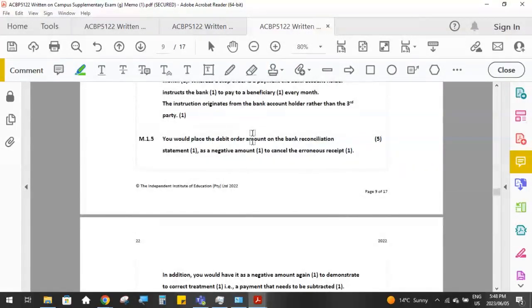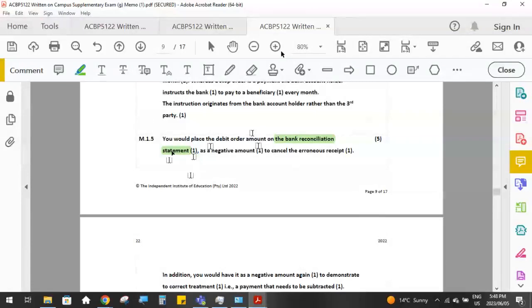So you would place the debit order amount on the bank recon statement. So remember, anytime the bank makes a mistake, we correct it, we record that correction on the bank recon statement, and we are going to send a copy of that bank recon statement to the bank so that they're aware of these errors that they've made or the adjustments that we're waiting for them to make, etc.